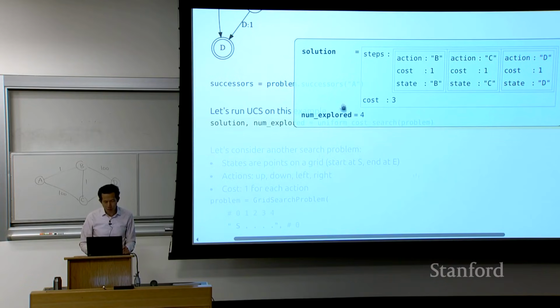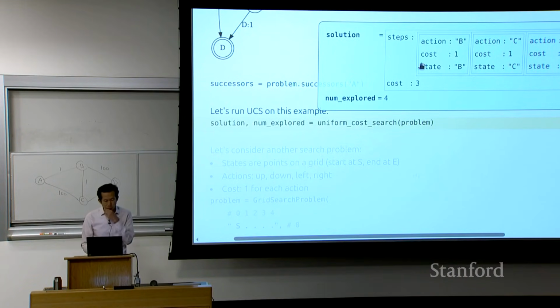So in the end, uniform cost search produces this solution, which is going from A, which is the start state, to B, to C, to D, and that gives me a cost of 3. Okay, any questions about that?